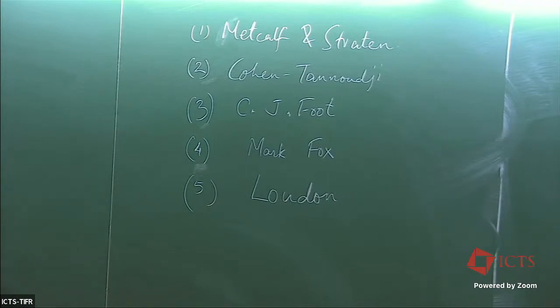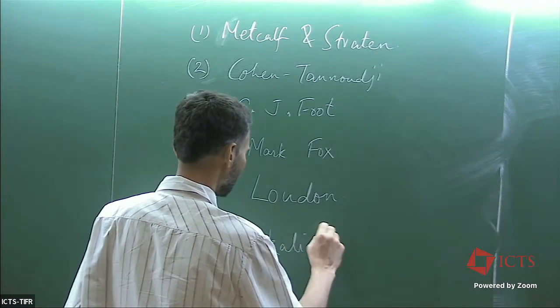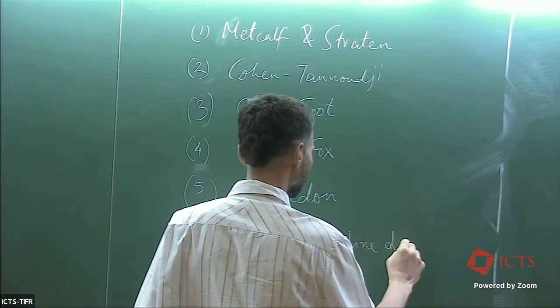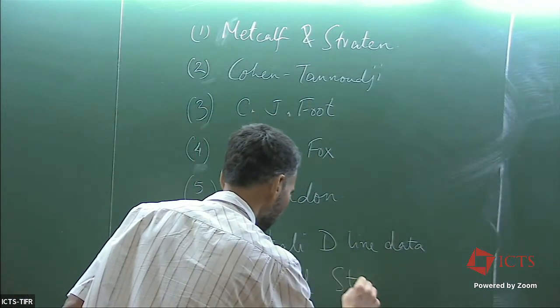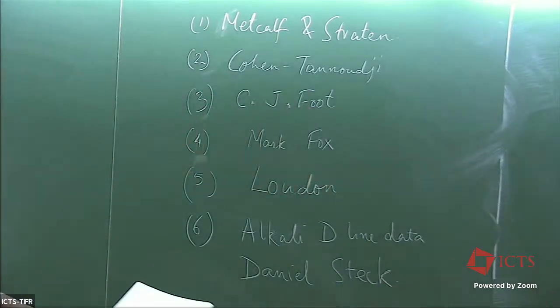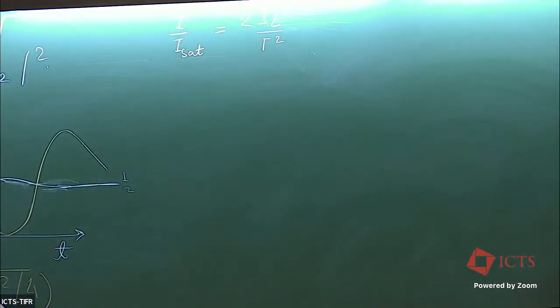Let's not forget this fellow. There is something called alkali D-line data by Daniel Steck. And this is not a book. He also has books, he has 2 books, but this is just alkali D-line data. He reports all the essential numbers for the alkali atoms, and he also gives some brief discussion of where this is coming from and what physics is going on. I think it's an excellent resource, and anybody who's not aware of it should certainly look at it. Okay, so you can define it in terms of I divided by I saturation.